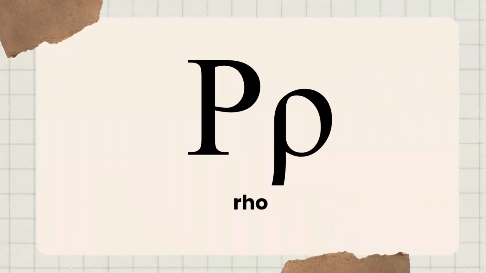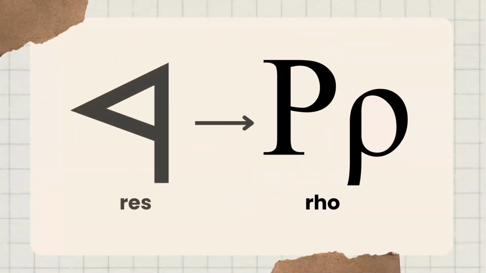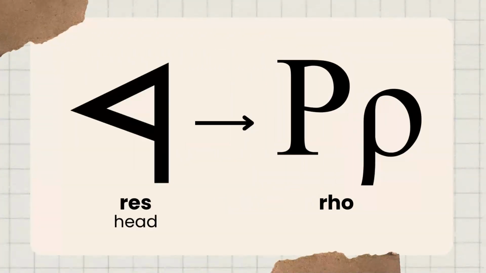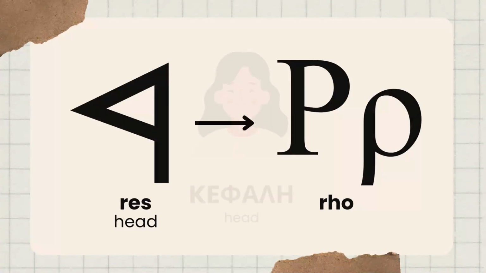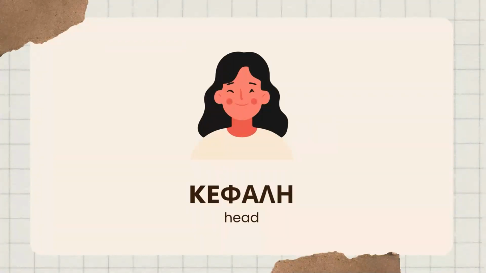So the letter rho comes from the Phoenician letter res, which means head. Now, head in Greek is kephale, which gave us the word cephalalgia, or headache. So the letter rho was repurposed.